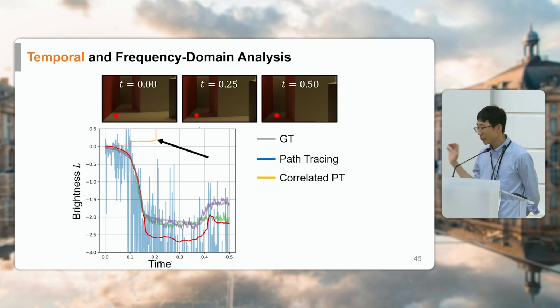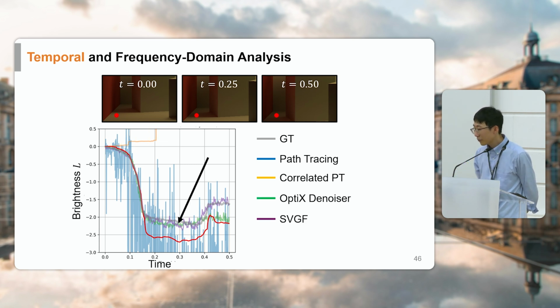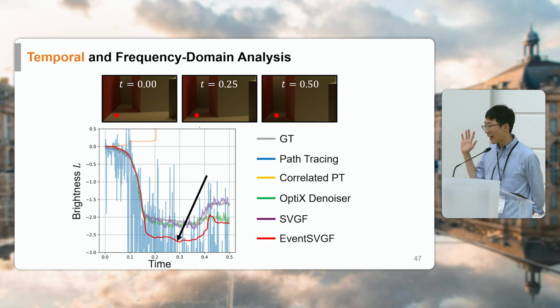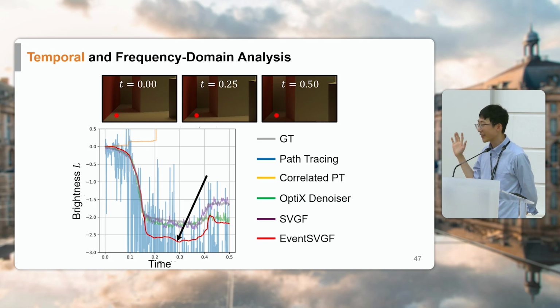Correlated path tracing improves this temporal noise, but as you can see, it suffers from some abrupt changes like this. Primal domain denoisers like OptiX or SVGF give more accurate brightness values, but as you can see, they are still temporally noisy. On the other hand, our event SVGF achieves the most temporally stable result.